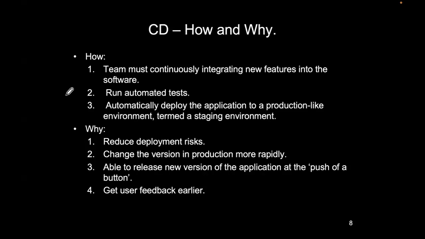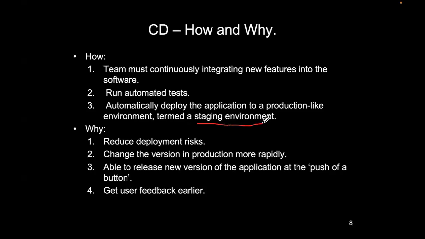Again, the how and why, some of the same answers though. How do we achieve CD, whether it be continuous delivery or continuous deployment? Number one, teams must continuously integrate. We've had all of that. Number two, run automated tests. We've had that already. So as I said, CD and CI are really all part of one overall process. Number three, automatically deploy the application to a production-like environment. And this is the term that we use for that. I was calling it a clone earlier on. The formal name for it is a staging environment.